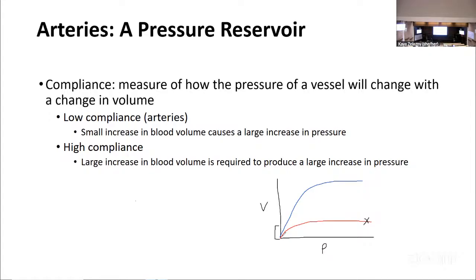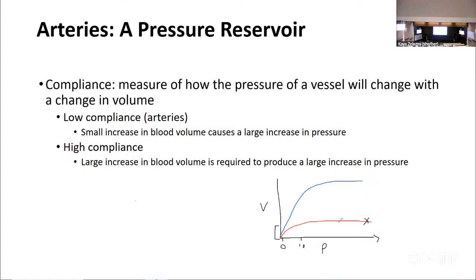But if our pressure is going up, 0, 10, whatever, this is the up direction. You only had to put in a little extra blood to jack that artery up to high pressure. To get the vein to that same high pressure, you'd have to put in a lot more volume. So later on, we're going to think about veins as being a volume reservoir. But right now we're thinking about our arteries being a pressure reservoir because they have low compliance.